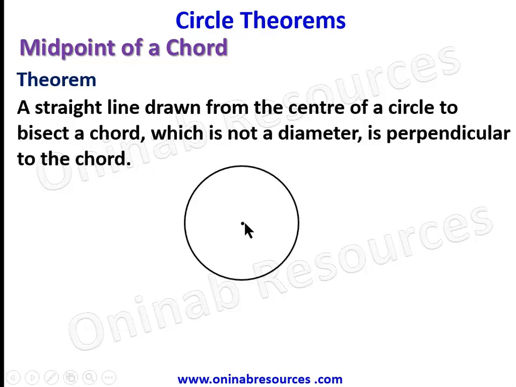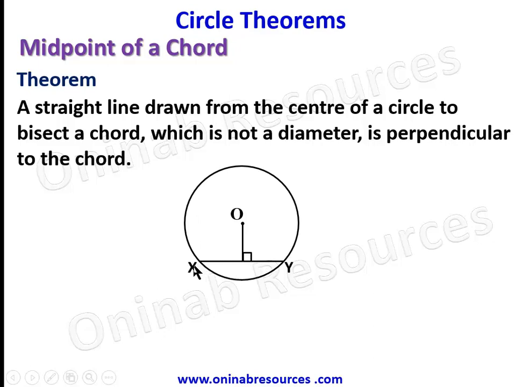So we look at the circle center O, and they said a straight line drawn from the center of a circle to bisect a chord. So we need chord XY, and the straight line drawn from the center is not a diameter, and is perpendicular to the chord. That is, the angle between this line from the center to the chord is 90 degrees.